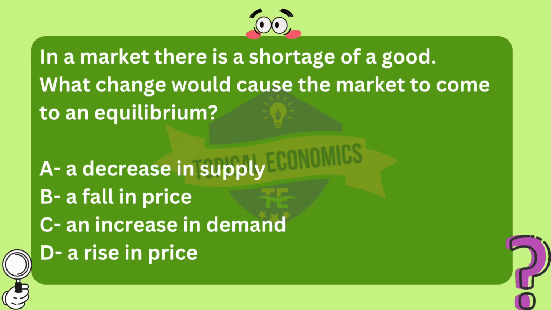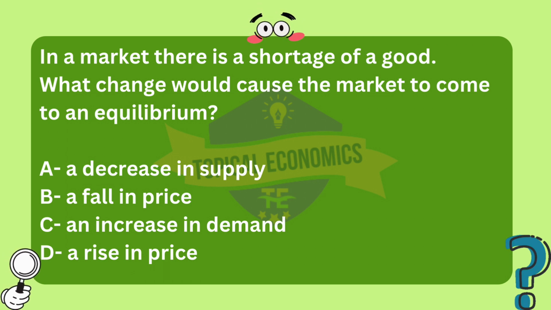Moving to question 14. In a market, there is a shortage of a good. What change would cause the market to come to an equilibrium? A. A decrease in supply. B. A fall in price. C. An increase in demand. D. A rise in price. This question is from year 2016 February, March, version 2.